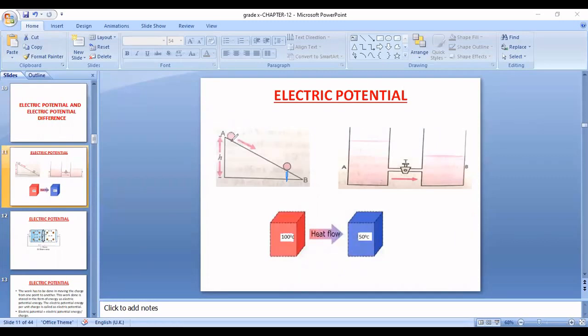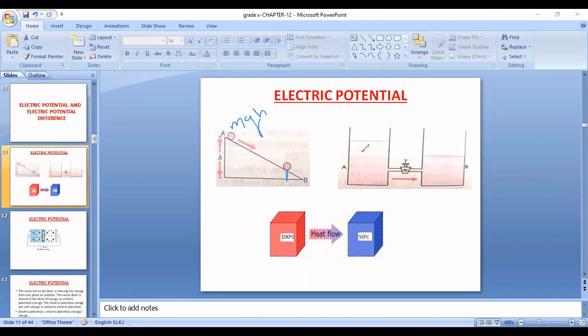So we know that what is the formula for the gravitational potential energy we have studied, that is equal to mgh. Means the gravitational potential energy at point A is more than the gravitational potential energy at this point. That is why the body is going from higher gravitational potential energy to the lower gravitational potential energy.